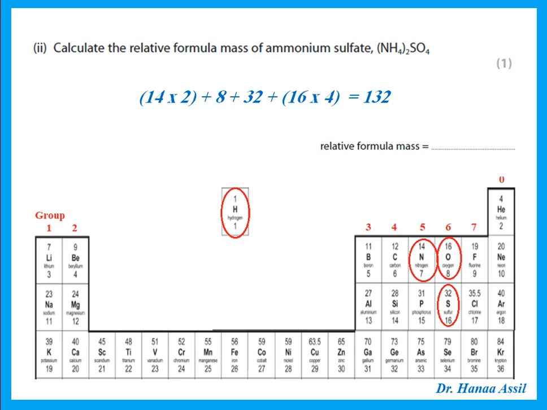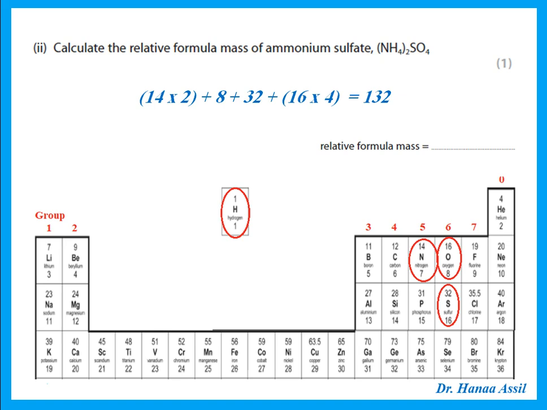Each of them has a mass of what? Nitrogen in the periodic table, group 5, has a mass number of 14. So that means I have 2 of them. That's 14 times 2. Plus the next one. What's the next one? Hydrogen. Hydrogen has a mass of 1. How many hydrogens do I have? I have 2 times 4. Can you see that? I have 8 hydrogens times 1, that's 8.